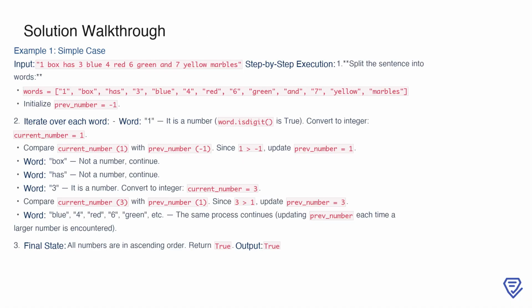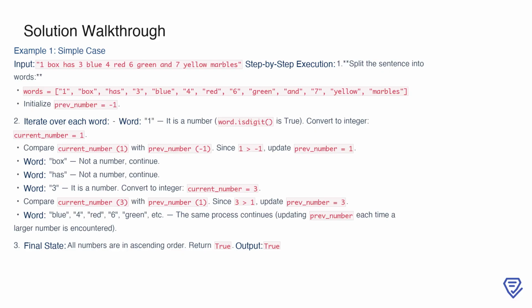Here, we have a simple example to understand how the solution works. The input sentence is "1 box is 3 blue 4 red 6 green and 7 yellow marbles." First, we split the sentence into individual words, which gives us a list of words including both numbers and non-numeric words. We initialize prev_number to -1 to keep track of the last valid number we processed. Then, we iterate through each word in the list.